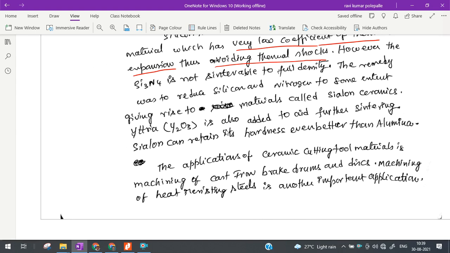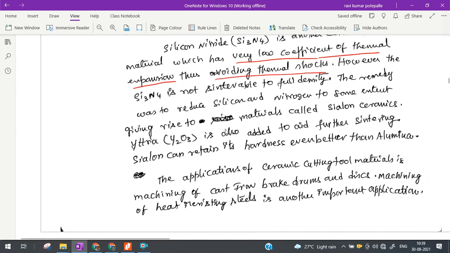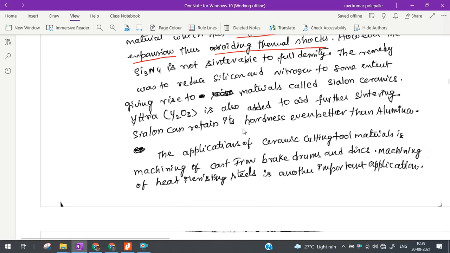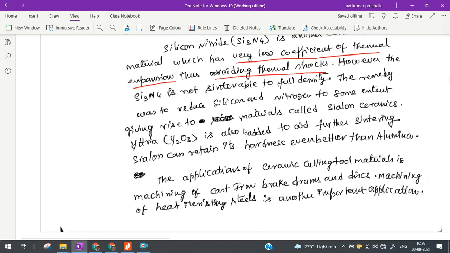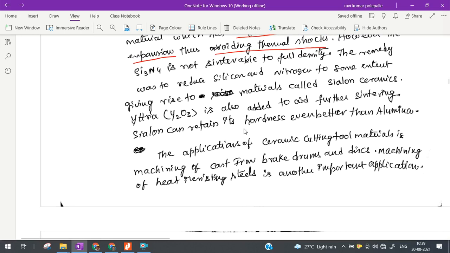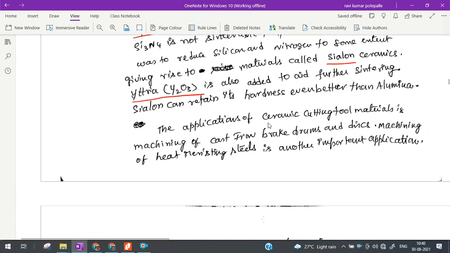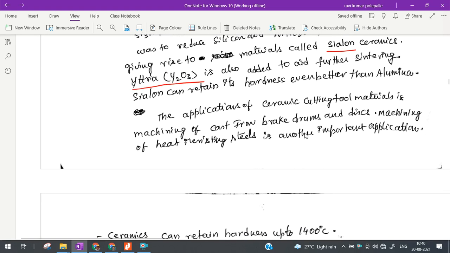oxygen and aluminium. Accordingly, we have a trade name called SIALON. The meaning is silicon, aluminum, oxygen, nitrogen. Yttria, Y2O3, is also added to help in sintering. This SIALON can retain its hardness even better than alumina, that means even beyond 1400 degrees centigrade.